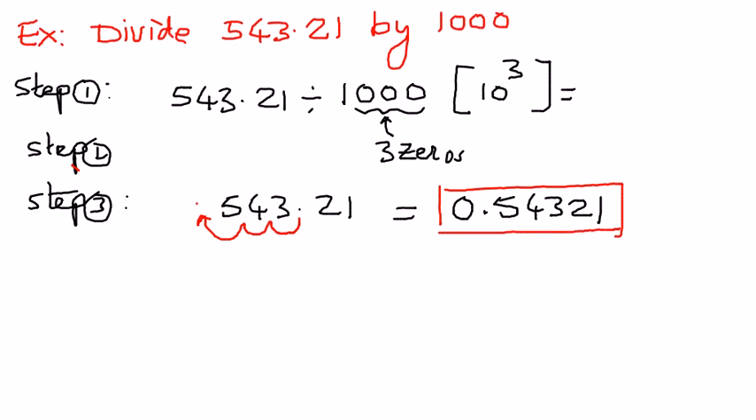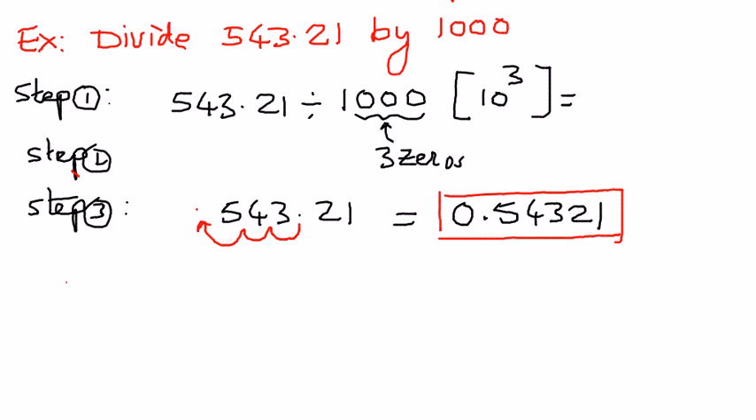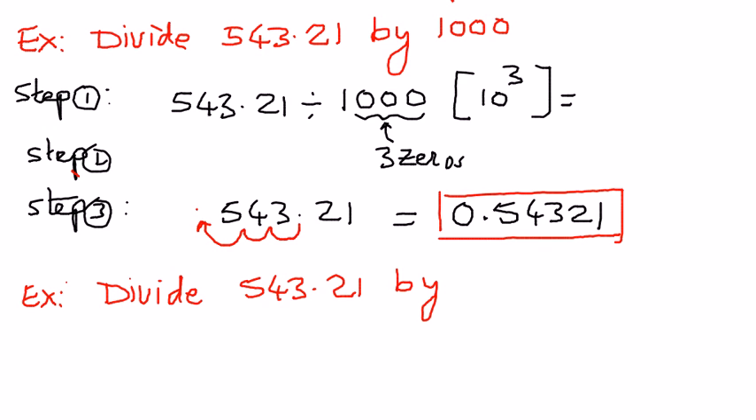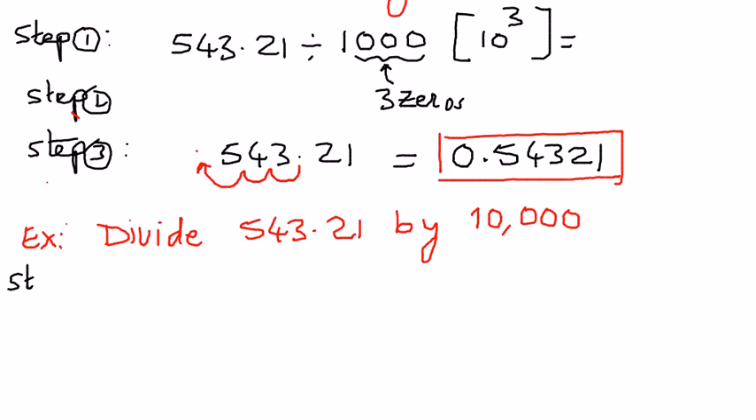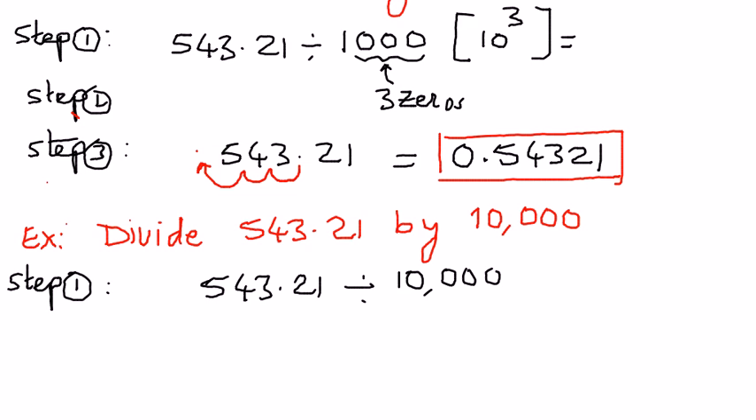Let's take another example. This time let us divide 543.21 by 10,000. So we want to divide that same number by 10,000. Now we will follow the steps. Step number 1, write the number down, 543.21 divided by 10,000. In step 2, we want to identify the number of zeros in 10,000. So there are 4 zeros in 10,000.